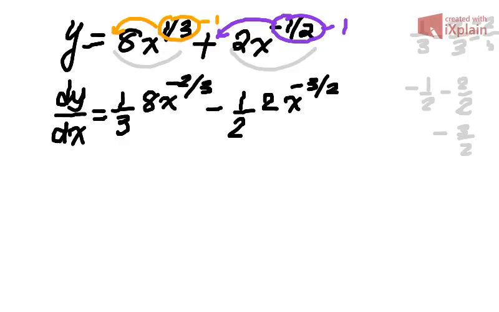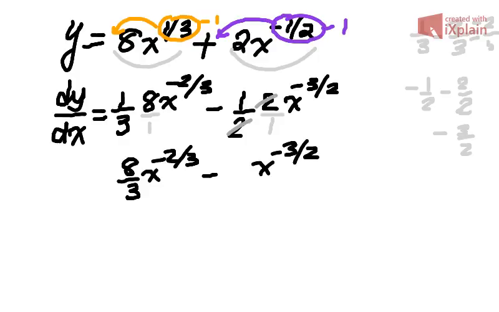So we could tidy this up a bit, which means in the next step I want to do this. I will do it in one go, but looking at 1/3 times 8, we actually have 8/3 x to the negative 2/3. And then same here, 1/2 times 2, we have 2/2, or simply 1, because the 2 cancels out. So negative 1, and 1 will blend in nicely. I don't need to write that one. So this is the first derivative of y with respect to x.